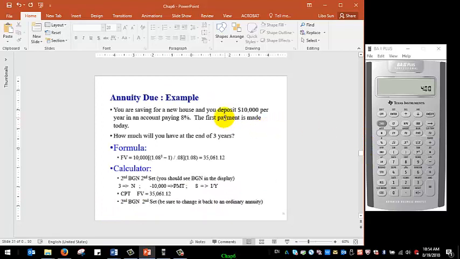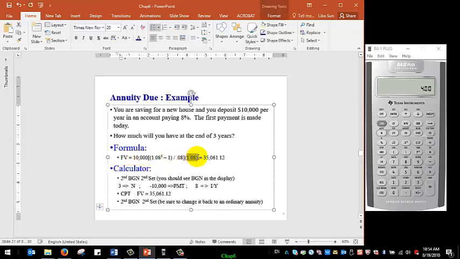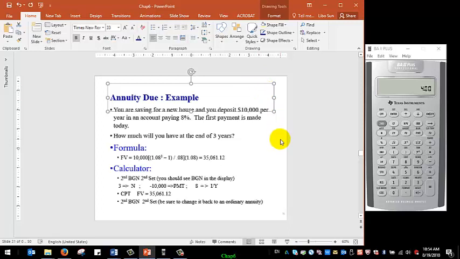For example, you're saving for a house, you deposit $10,000 every year. The account gives you 8%. The first payment is made today. So you want to know how much you would have at the end of year 3. So a 3-year annuity question, but starting with the annuity at the beginning of the period. For the regular formula, all you need to do is adjust by 1.08. For the calculator, you want to set begin.